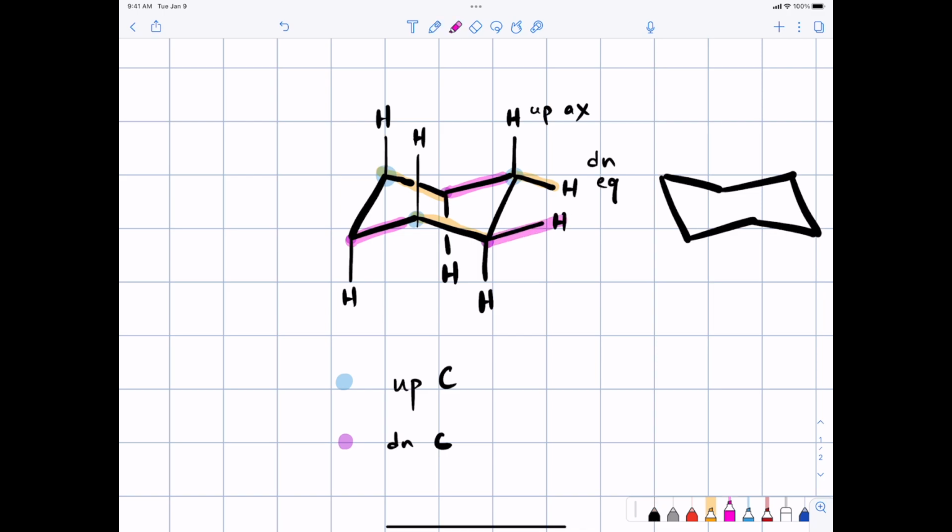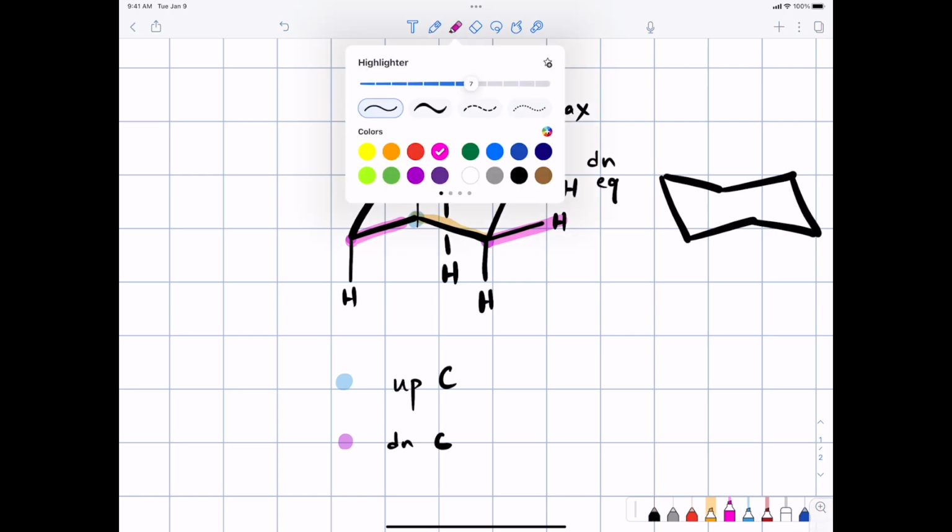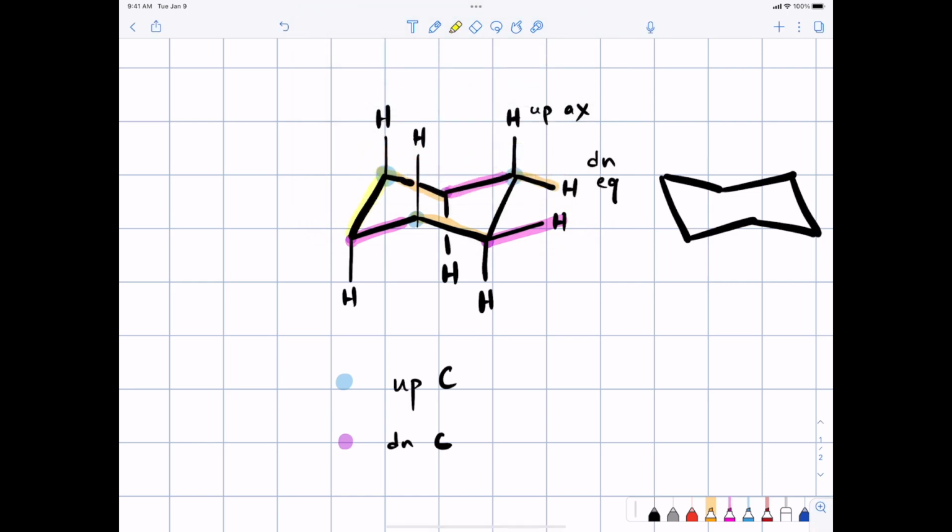Right? And then on this blue up carbon, the down equatorial hydrogen, I'm running out of colors, needs to be parallel to these ones. So that's going to angle out towards you.